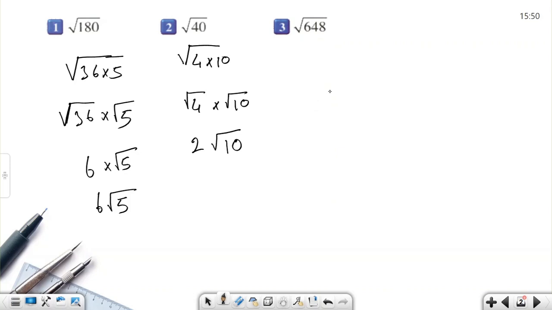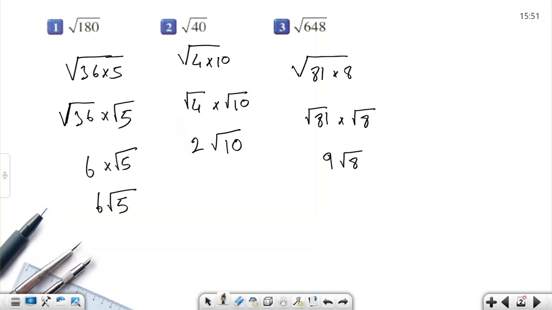Next, square root of 648. That's 81, because 648 divided by 8 is 81. So I can say square root of 648 is equal to square root of 81 multiplied by 8, which is square root of 81 multiplied by square root of 8. This is 9 times square root of 8. Here be careful. In the earlier ones it was easy: I found 36, I found 4, so it became 2 times square root of 10.